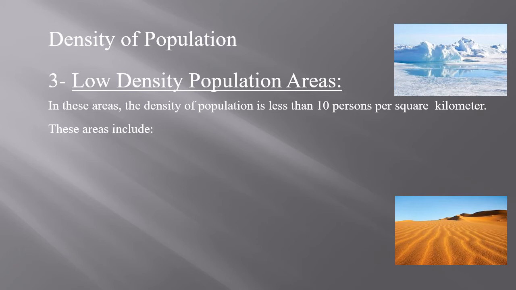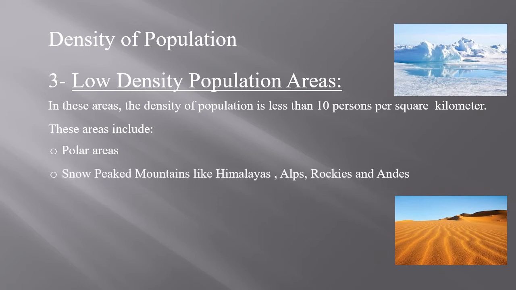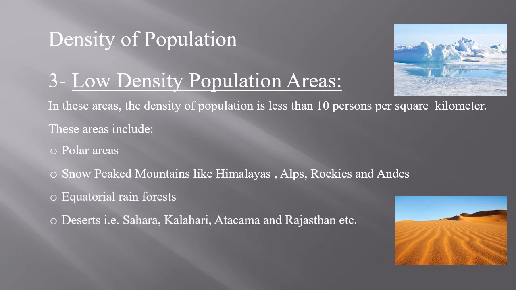Number 3, low density population areas. In these areas, the density of population is less than 10 persons per square kilometer. These areas include polar areas, snow-peaked mountains like Himalayas, Alps, Rockies and Andes, equatorial rainforests, deserts, that is Sahara, Kalahari, Atacama and Rajasthan, etc.